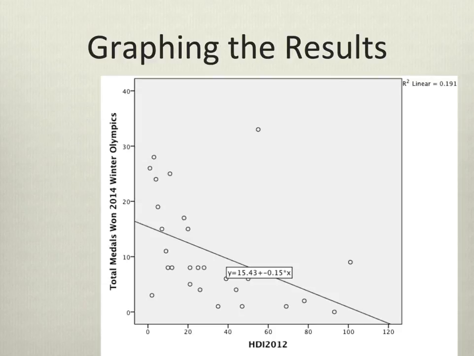Here's a graphic representation of the results. It's a scatter plot with the best fit regression line added. As you can see, some of the data seems to be tightly clustered with a few outliers.